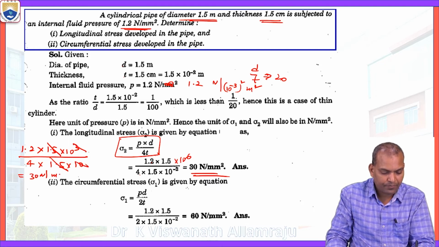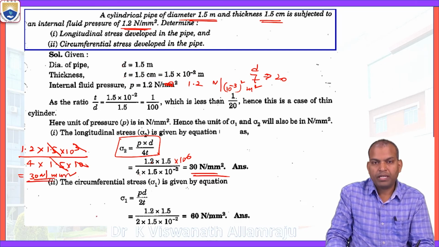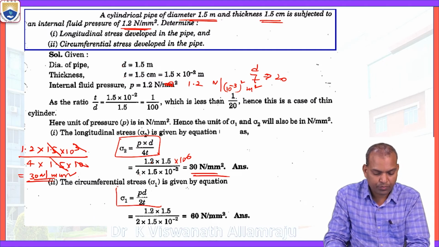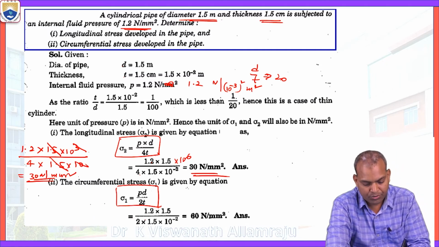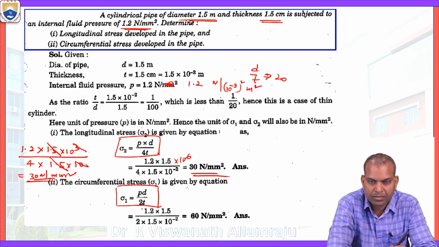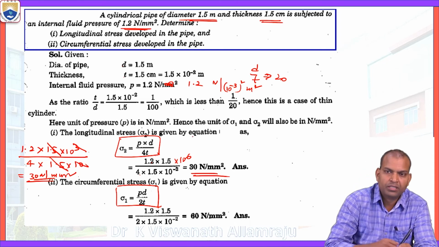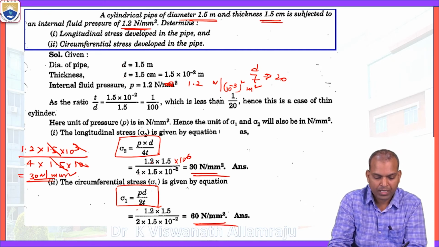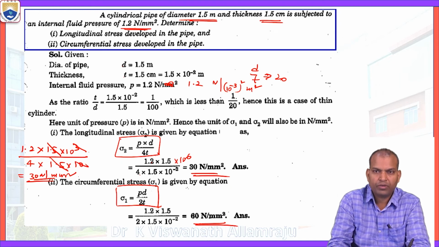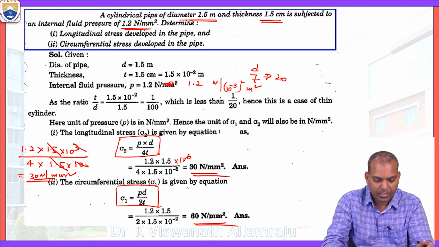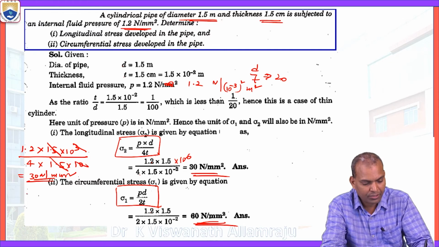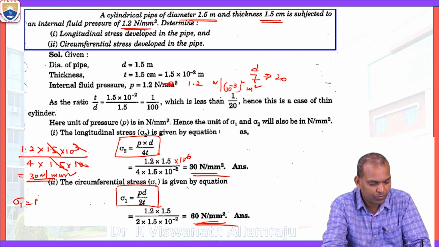per square millimeter. Now the circumferential stress, sigma 1, equals PD by 2T. Substitute again the known values of the internal pressure, the internal diameter and the thickness. Then we get 60 Newton per square millimeter. So these are the values of sigma 1 and sigma 2. Here 1.2 is in Newton per square meter, that is why the answer is 30. It is better to substitute in PD by 2T, whatever the book.